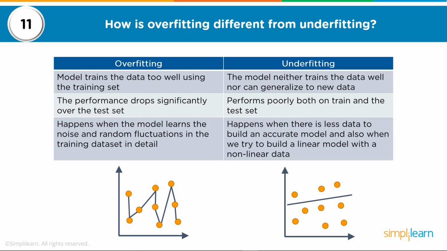Underfitting. The model neither trains the data well nor can generalize to new data. It performs poorly on both the train and the test set. It happens when there is less data to build an accurate model, and also when we try to build a linear model with nonlinear data.